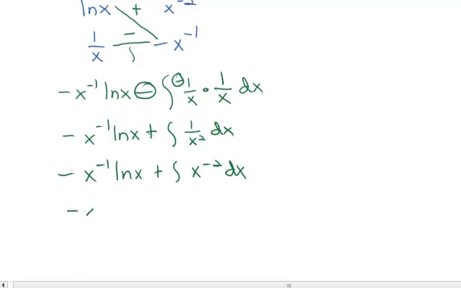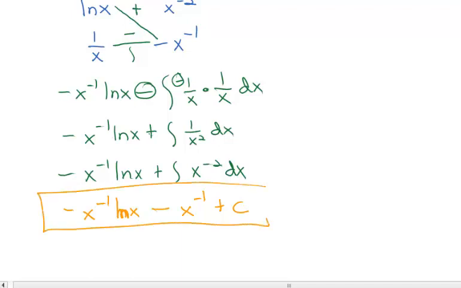And so when we integrate, we get negative x to the negative 1 natural log of x. Then we have x to the negative 1. Divide by negative 1 makes it negative. Add a constant, and we have our solution.